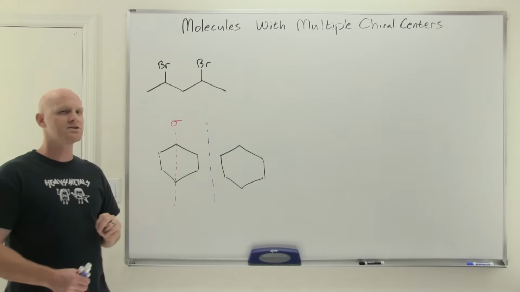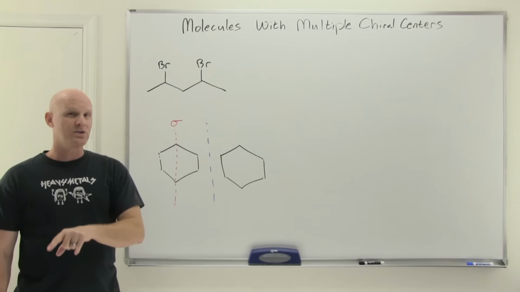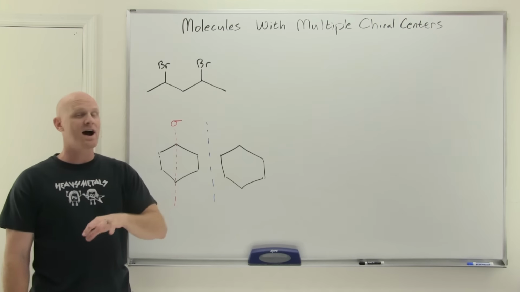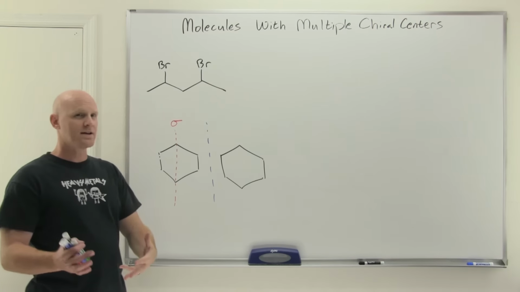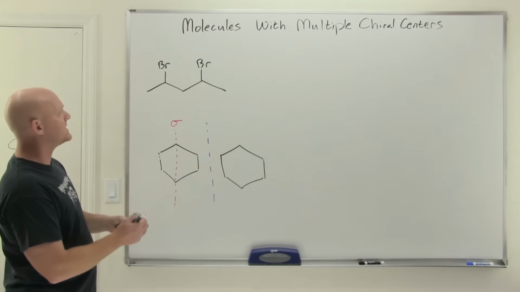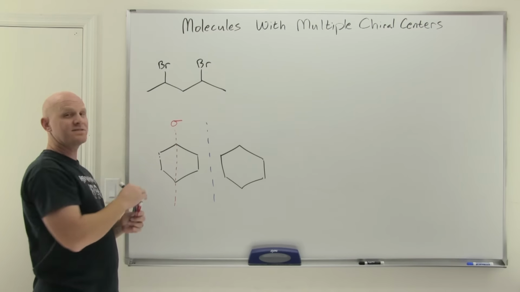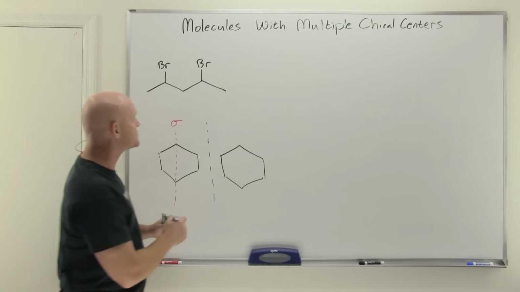So there are two parts to the definition of meso compound. He's achiral and has chiral centers, or achiral even though he has chiral centers, the way I like to say it. All right, so let's look at the different stereoisomers of this guy and see the relevance of this internal mirror plane.